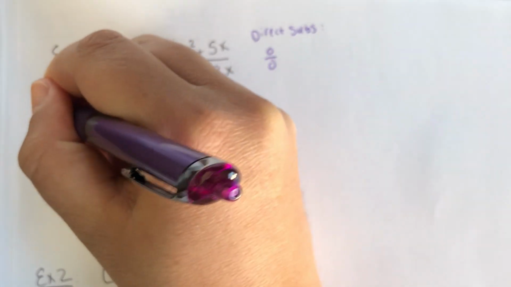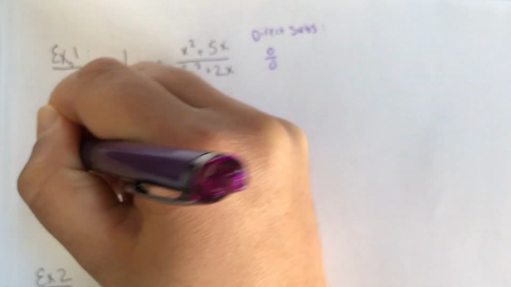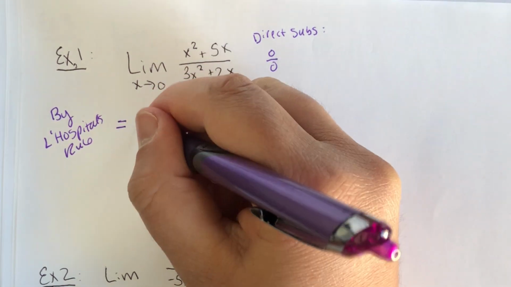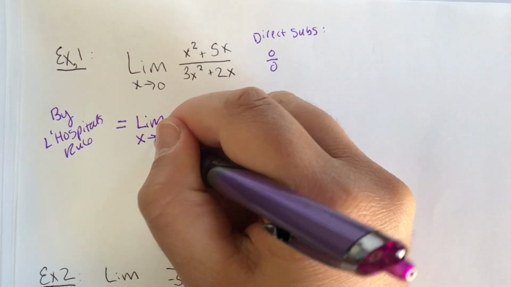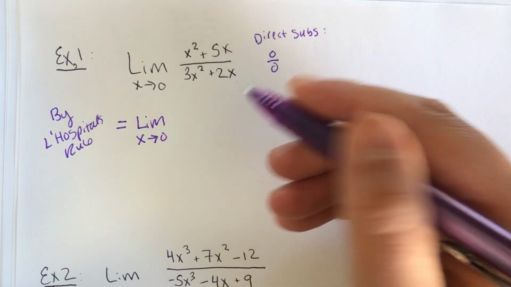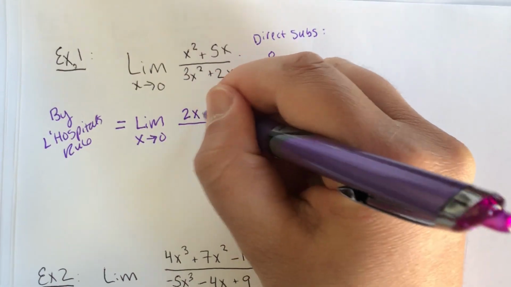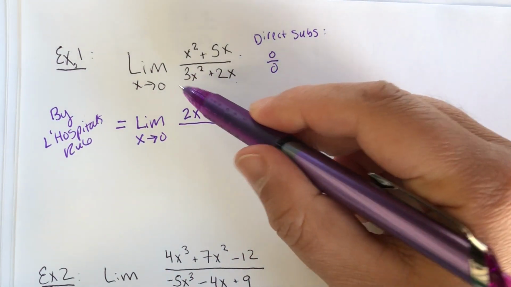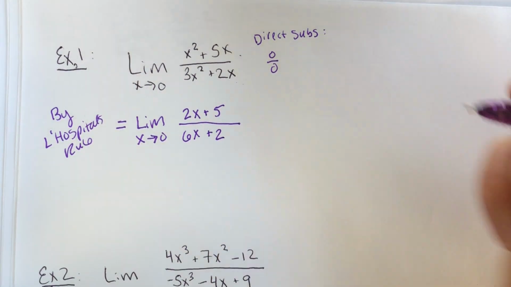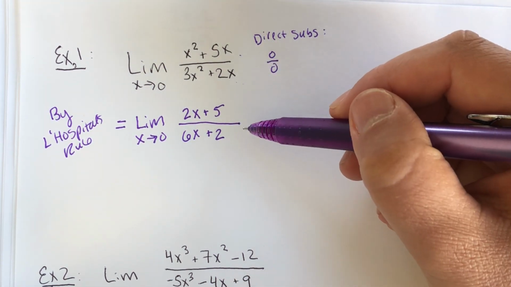And so by L'Hopital's rule, we know that the limit of this function is going to be equal to the limit as x goes to 0 of the derivative of the top over the derivative of the bottom. Right, so the derivative of x squared plus 5x would be 2x plus 5, and the derivative of 3x squared plus 2x would be 6x plus 2. Right, L'Hopital's rule tells us these two limits are the same.